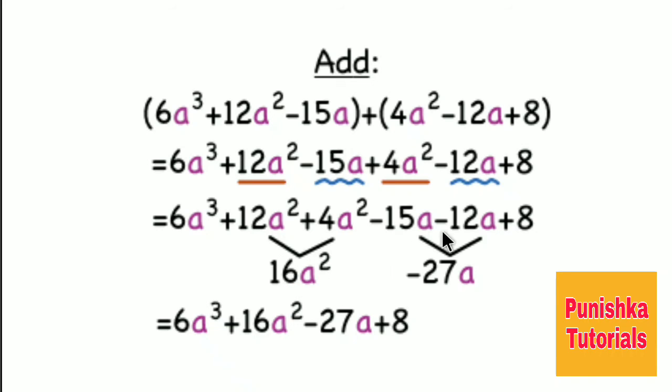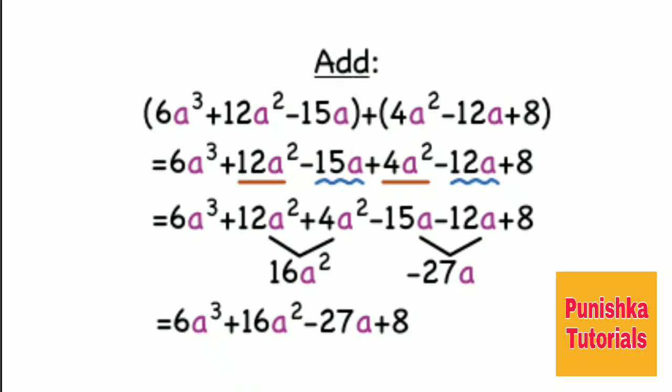Then minus 15a minus 12a, minus 15 minus 12 is minus 27. So the a term of the polynomial addition will be written as minus 27a, and the constant term plus 8. So the addition of these two polynomials will give you the sum as 6a cube plus 16a square minus 27a plus 8.